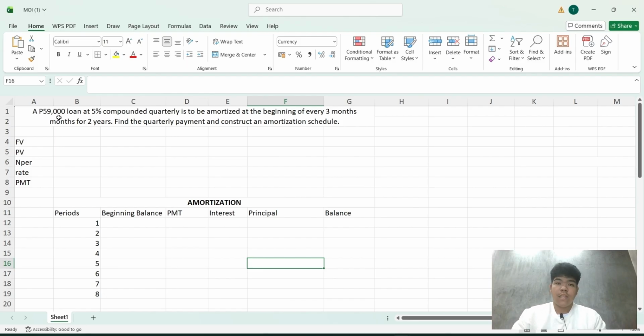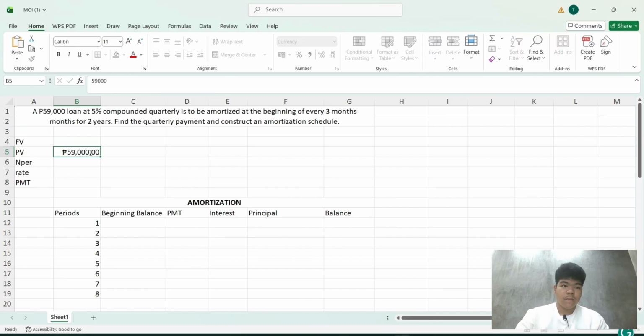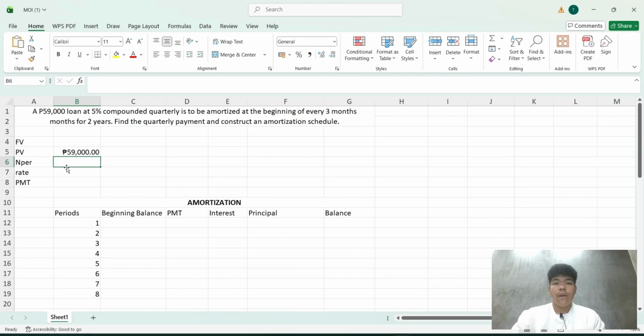Let's first list down the given. The 59,000 here is actually the loan, which means it is a present value. So we input our 59,000 here to its corresponding cell. And here is actually our N. If you remember, the formula for N is our m multiplied by our t. Our m here is quarterly, which means this is 4. Multiplied with our t, which is 2 years, we get 8. Now we input 8 here.